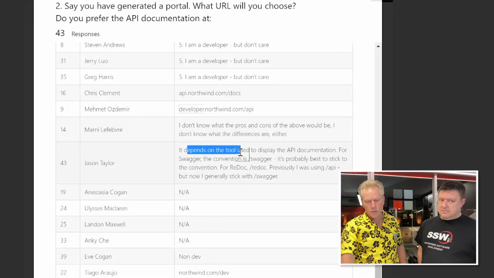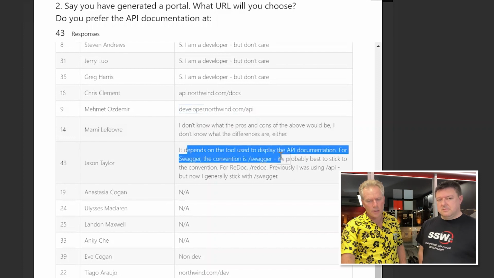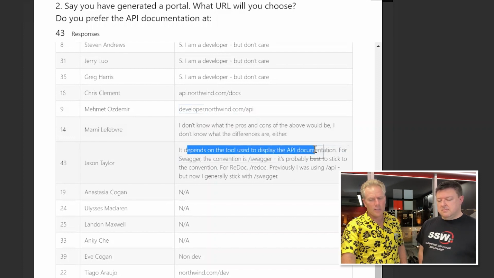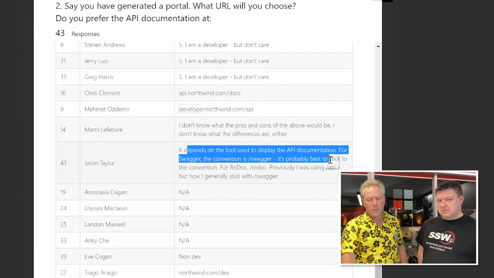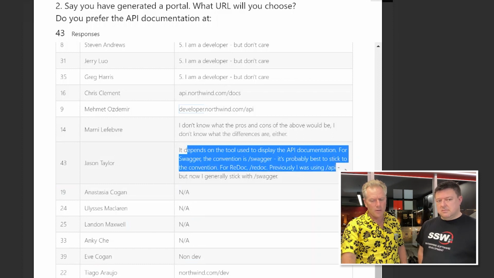Jason says it depends on the tool used to display the API documentation. For Swagger, the convention is /Swagger. Okay, I'm personally not a fan of that. It's probably best to stick to the convention. For redoc, it's /redoc. Previously, I was using /API, but generally stick with /Swagger. I would say, based on that convention, unless you love subdomains, the solution is /API.